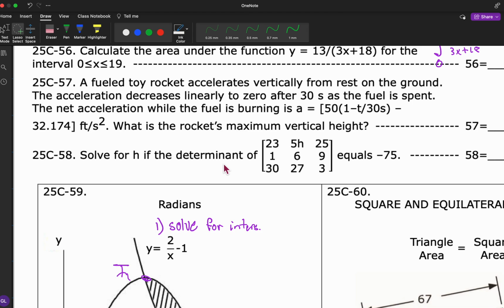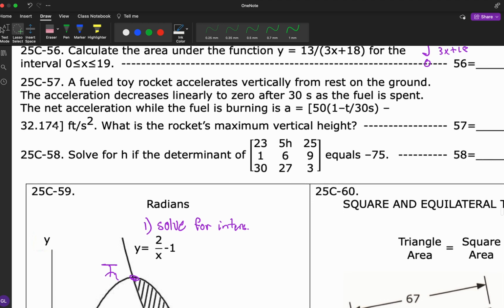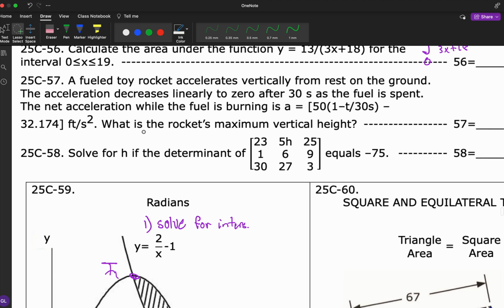So the acceleration decreases linearly from 50 to 0 after 30 seconds as the fuel is spent. And the net acceleration while the fuel is burning is given by this funky equation: 50 times the quantity 1 minus the fraction t over 30, all of that minus 32.174 feet per second squared. And the 32.17 happens to be the acceleration due to gravity. And they want us to find out what is the rocket's maximum vertical height.